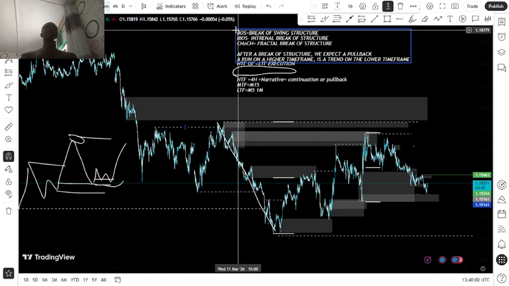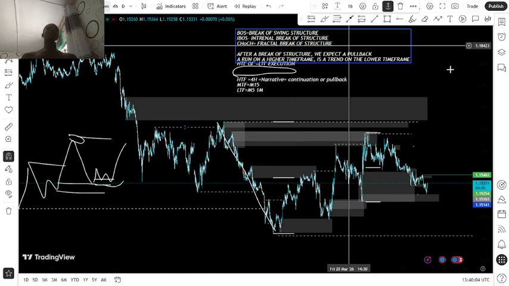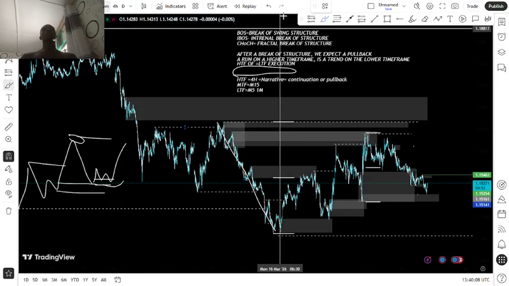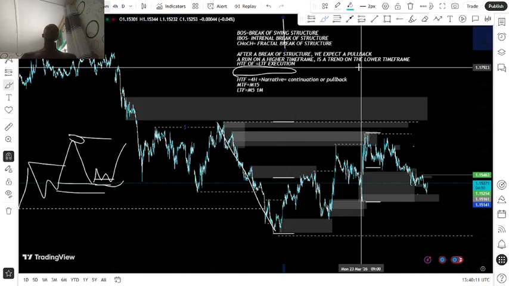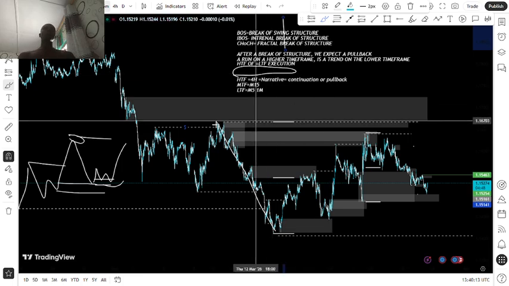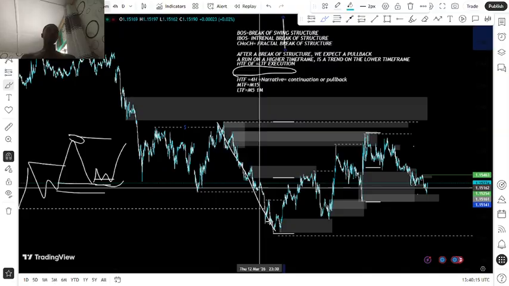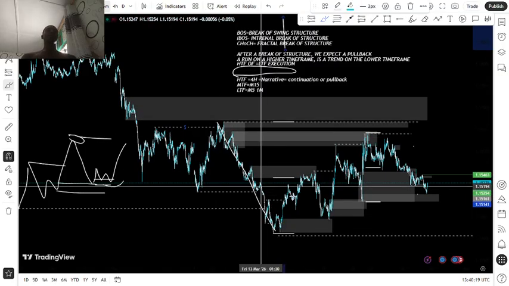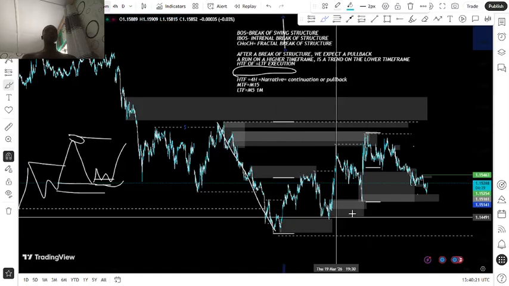So swing, internal, and fractal. These are the three-type structures. We went through that one as well. So when you have this internal range here, which is the 15-minute swing range, and now the internal has switched bullish, right?